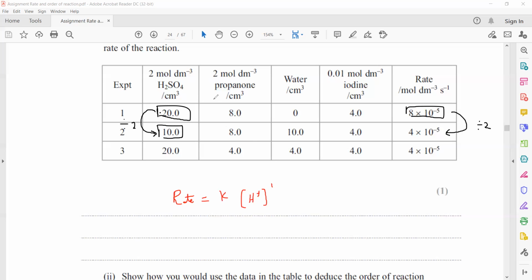So the water will have no effect on the rate? Water is not the reagent here. Water is only used for diluting the mixture, so that the total volume will remain the same. It's not used as a reactant, it's just diluting the mixture and making sure that the total volume of all the experiments remains the same.